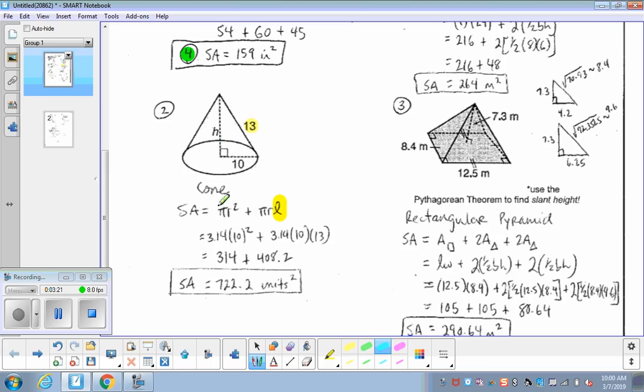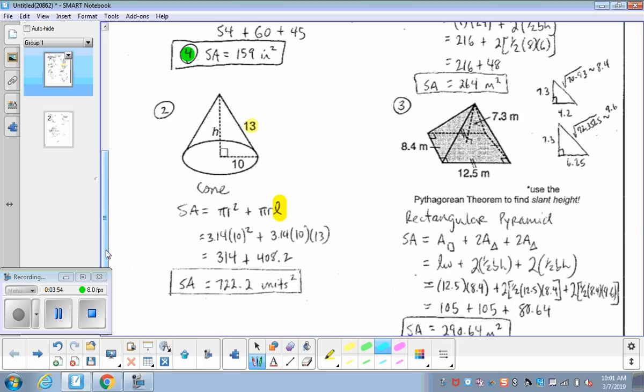So that being said, pi is 3.14, the radius is 10, we're going to square it. Then over here you've got pi, the radius once again is 10, and the L would be that slant height. The L is again the slant height. And so when you multiply 3.14 times 100, we get 314. When you multiply the 3.14 times 10 times 13, we get 408.2. So the total surface area there would be 722.2 square units.